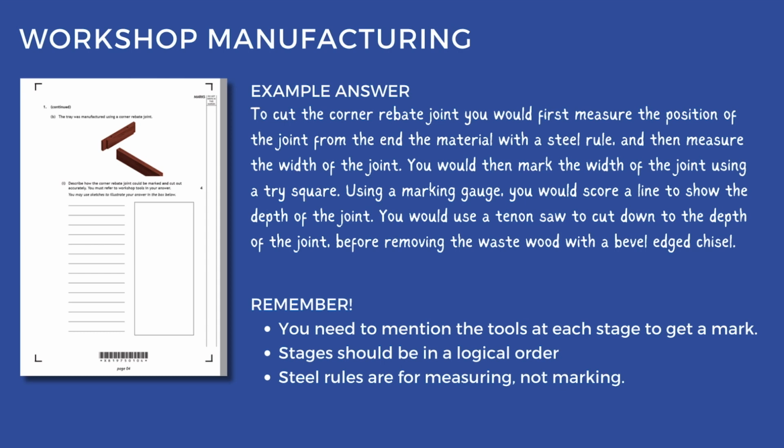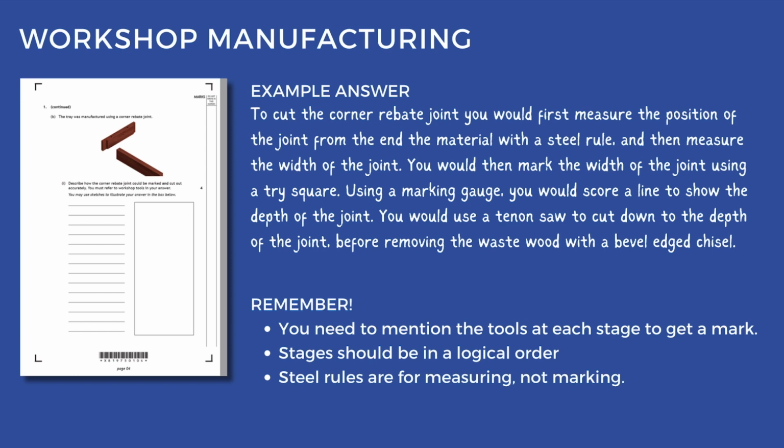So let's now look at an example answer for this question. The candidate's written, to cut the corner rebate joint, you would first measure the position of the joint from the end of the material with a steel rule, and then measure the width of the joint. You would then mark the width of the joint using a tri-square. Using a marking gauge, you would score a line to show the depth of the joint. You would use a tenon saw to cut down to the depth of the joint before removing the waste wood with a bevel edge chisel.